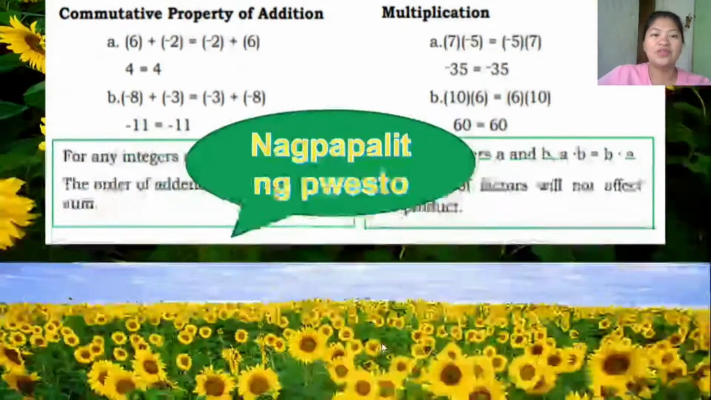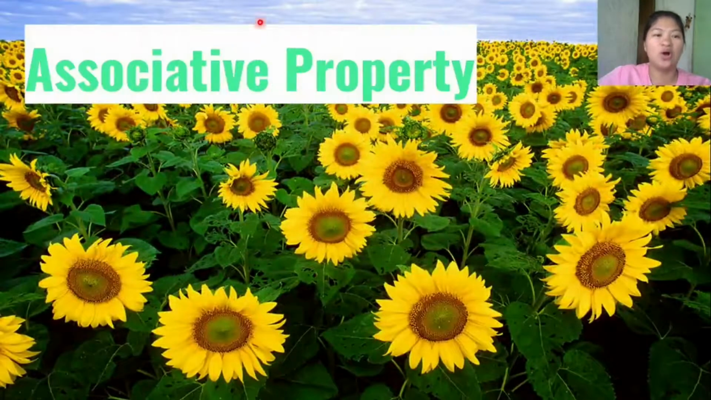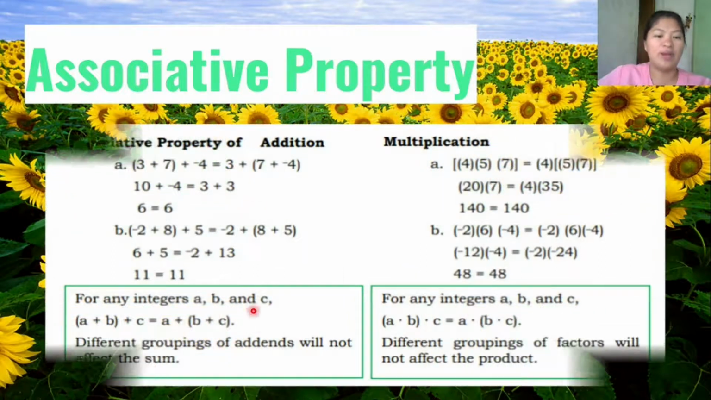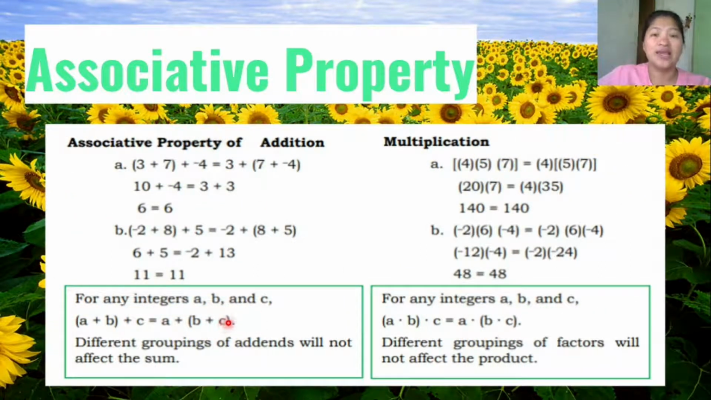And now, the third property is what we call the associative property. What is associative property all about? So ito naman po ay nangangahulugan if we are given three integers, let's say A, B, and C. (A plus B), mapapansin nyo po, naka-parenthesis po sila, meaning to say naka-group sila, plus C. Equals, sa kabila naman po, nagpalit po yung magkagrupo. Naging B at C ang magkagroup, and then plus A. So ano po ang ibig sabihin nito?